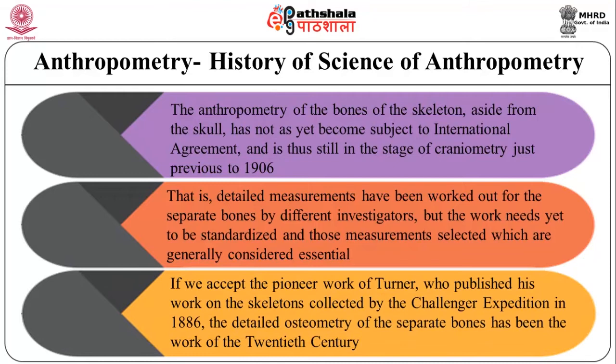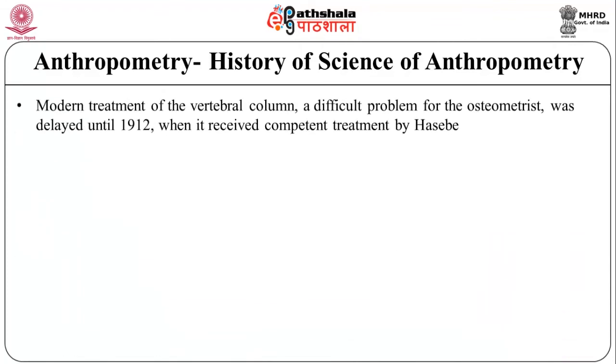We accept the pioneer work of Turner, who published his work on the skeletons collected by the Challenger expedition in 1886. The detailed asymmetry of the separate bones has been the work of the 20th century. The modern treatment of the vertebral column, a difficult problem for the osteometrist, was delayed until 1912 when it received competent treatment by Hasebe.